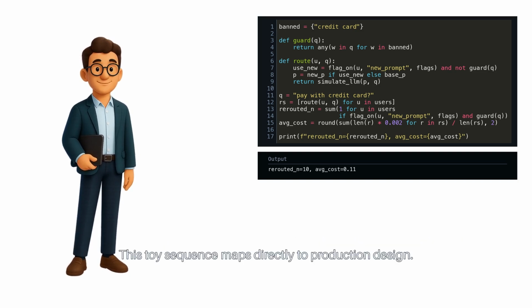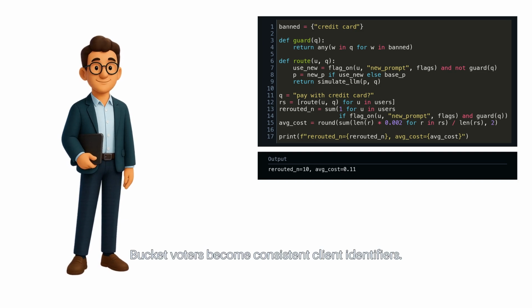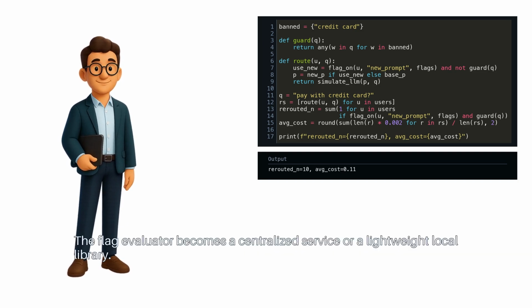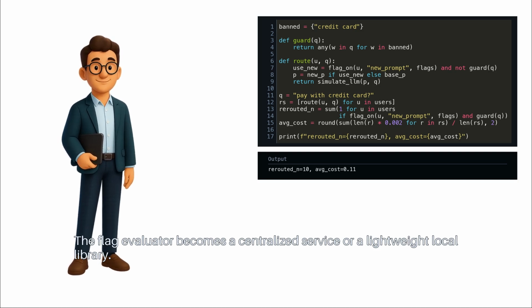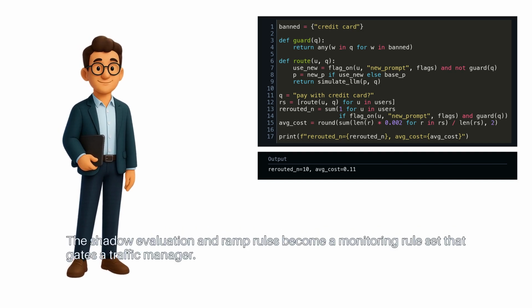This toy sequence maps directly to production design. Bucket votes become consistent client identifiers. The flag evaluator becomes a centralized service or a lightweight local library. The shadow evaluation and ramp rules become a monitoring rule set that gates a traffic manager.